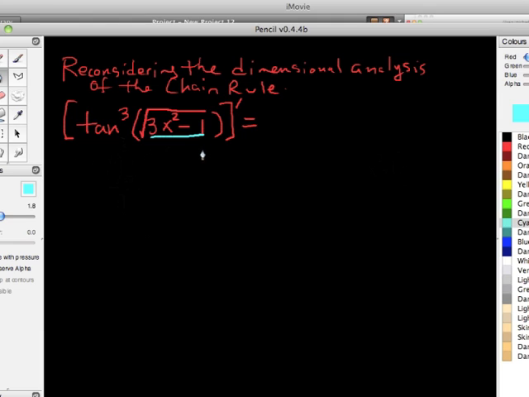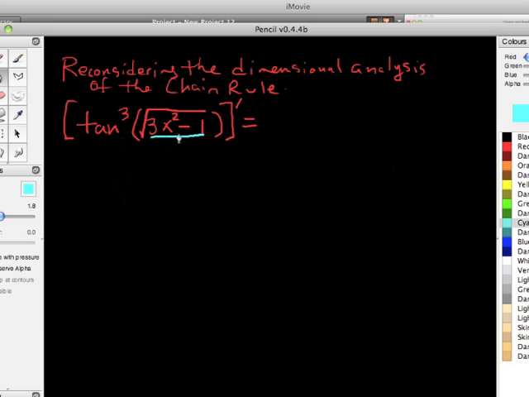Right? That's when you give this function an x, first it squares it, multiplies by 3, and then subtracts 1. Then it takes the square root of that. Then it takes the tangent of whatever that is, and then cubes whatever that is. Right? So you should be able to see that. Rewind, pause, and play it again if you can't get it.